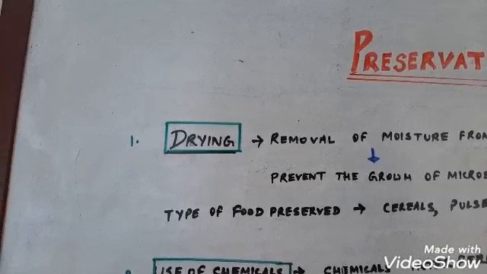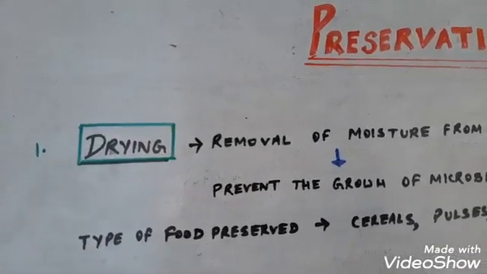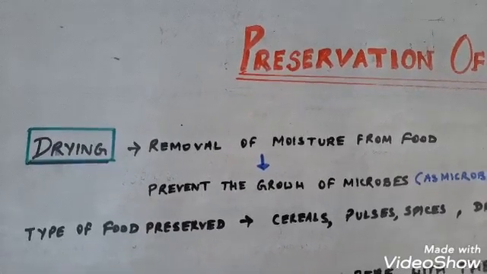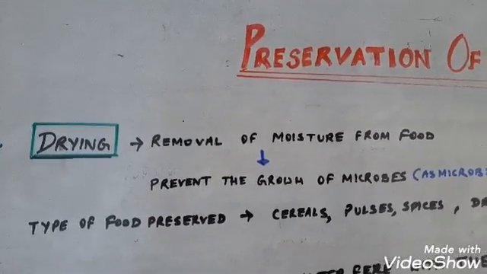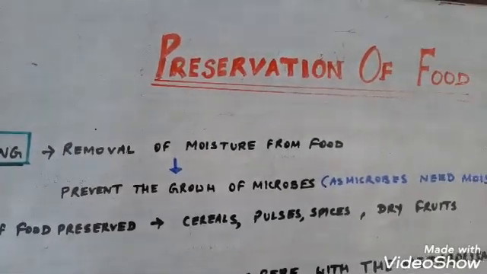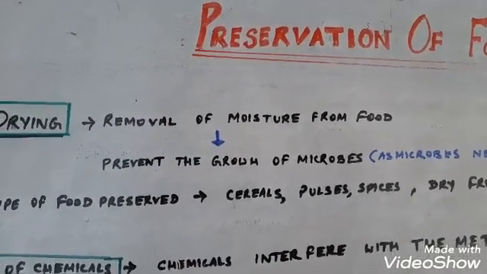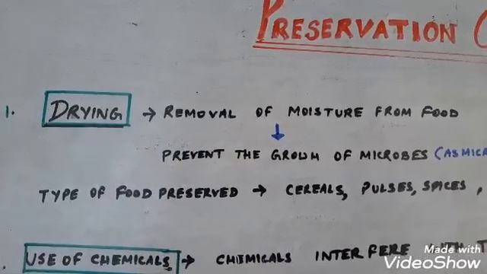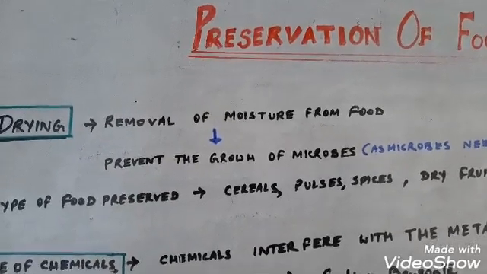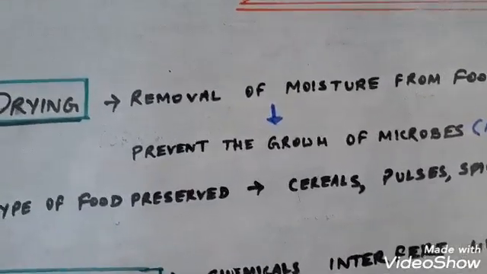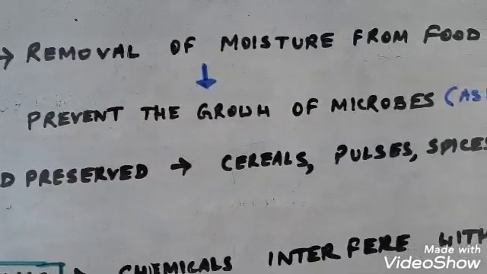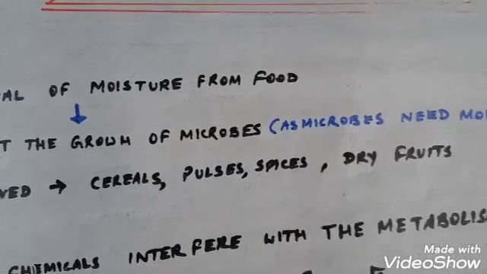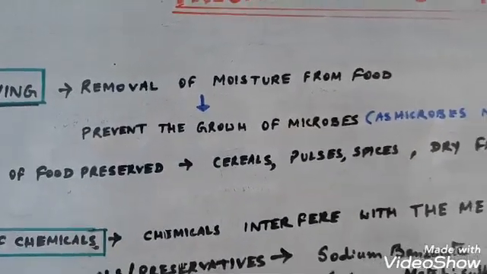First is drying. Drying is the removal of moisture from the food. The food may have moisture or water in it. Moisture helps in the growth of microbes. If this moisture is removed from the food, it will prevent the growth of microbes and hence the food will be preserved. What types of food are preserved by drying? The main food items are cereals, pulses, spices and dry fruits. These are generally preserved by drying.